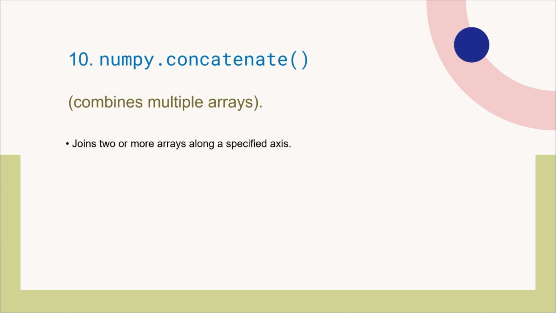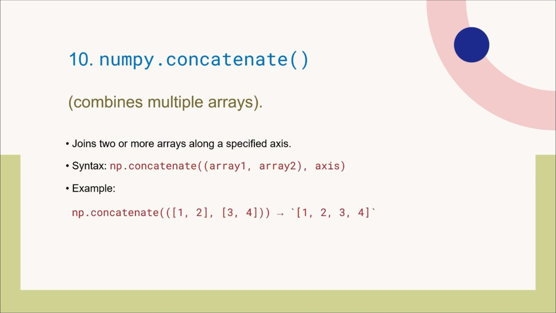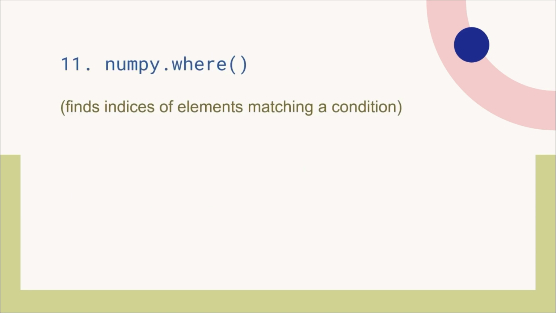So it joins 2 or more arrays along a specified axis, and this is the syntax of the function, and this is the example. So it has concatenated array 1 and array 2. 1, 2 was array 1, 3, 4 was array 2, and here 1, 2, 3, 4 it has just concatenated it. Now coming to the 11th function, which is numpy.where.